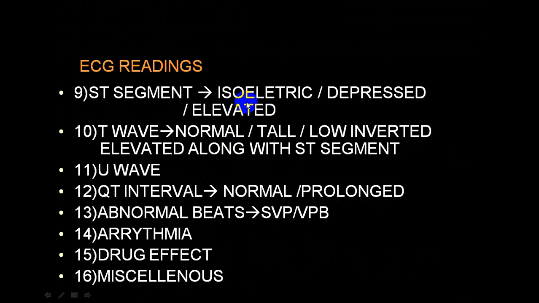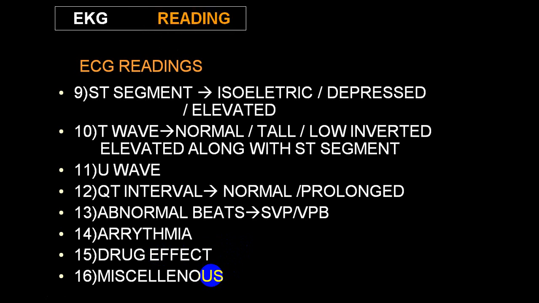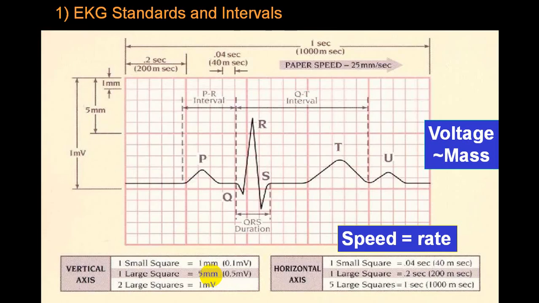Then ST segment, whether it is isoelectric, depressed or elevated. T wave is normal, tall, low, inverted, or elevated along with the ST segment. U wave, QT interval, abnormal beats like supraventricular premature beats, ventricular premature beats, or atrial premature beats. Arrhythmias, different types of arrhythmias. Is there any ECG change because of drugs, or because of electrolytes like calcium, potassium, magnesium, or any miscellaneous disorders which produce ECG changes? All this should be looked for and then only give the final diagnosis.